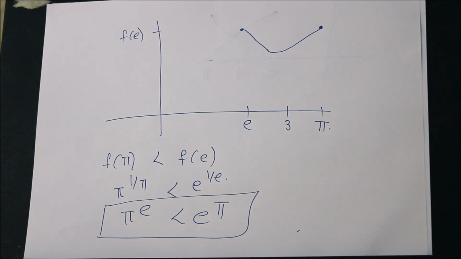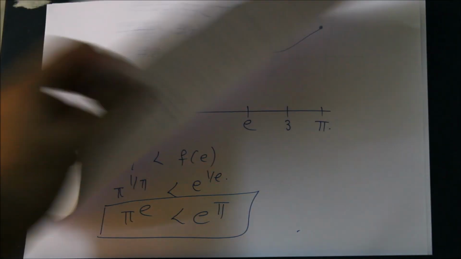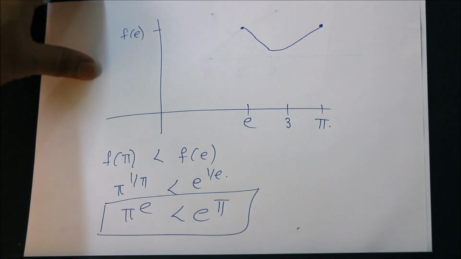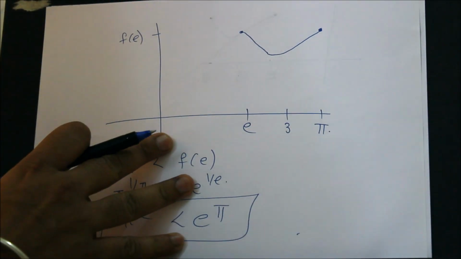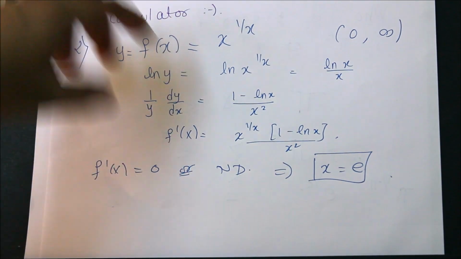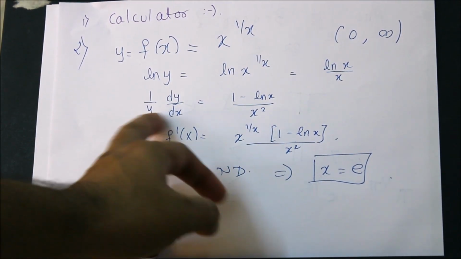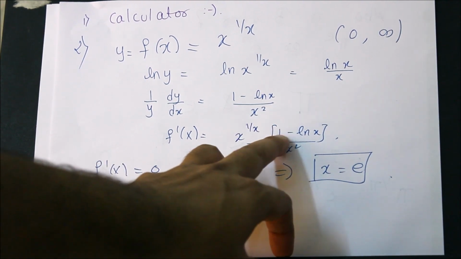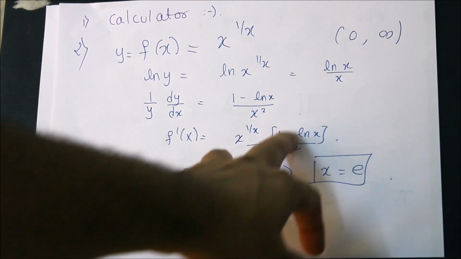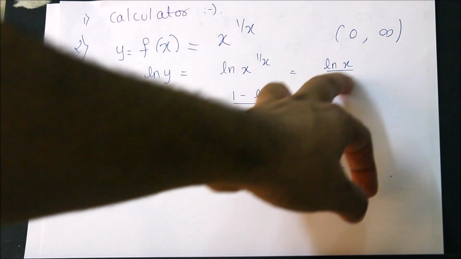Third way, if you see this carefully, where was our function? If you see our function carefully, I took x raised to 1 by x, and when I took the derivative, see, this y was not playing any role. Only 1 minus ln x upon x square was playing the role. So that means ln x upon x.